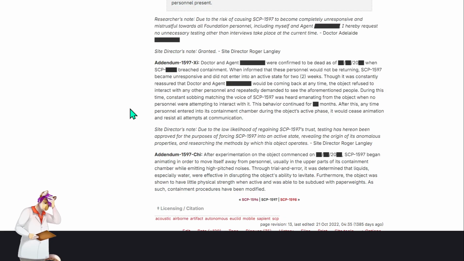After this, anytime personnel entered into its containment chamber during the object's active phase, it would cease animation and resist all attempts at communication. Site Director's notes. Okay, so I guess that one is "she," because this one is key.